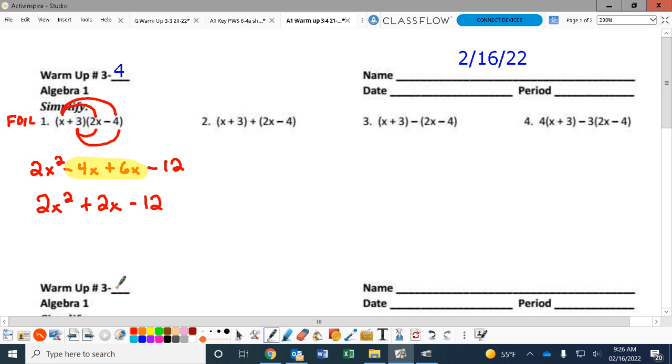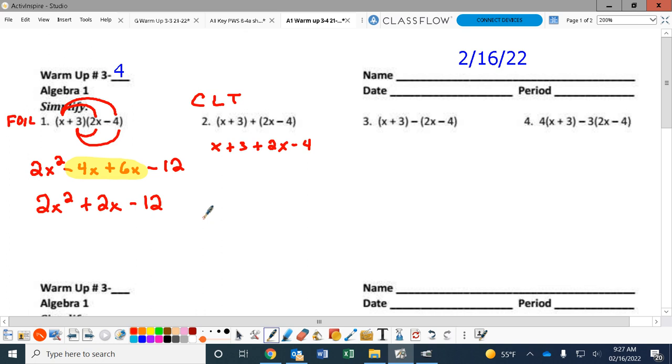Okay, on the next one, we're adding. Guys, it's like the parentheses don't exist at all. It's really like x plus 3 plus 2x minus 4. It's like the parentheses aren't even there when you have an addition sign in the middle. And then you're just going to combine like terms. Combine like terms. That's what you do when you have addition.